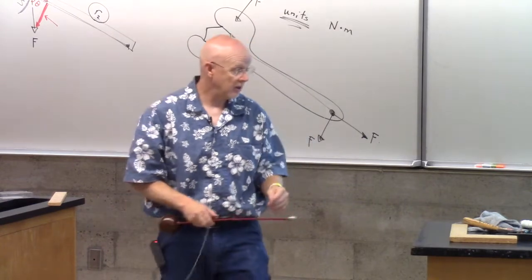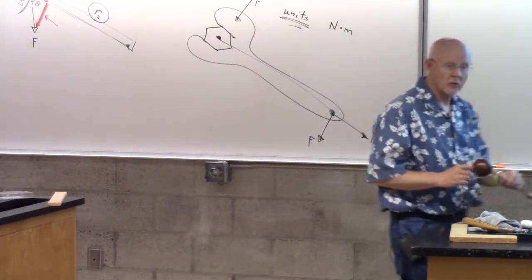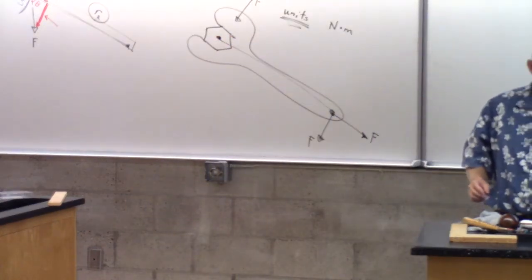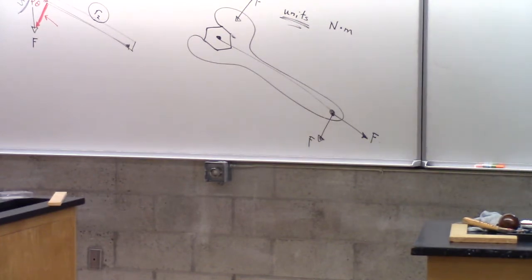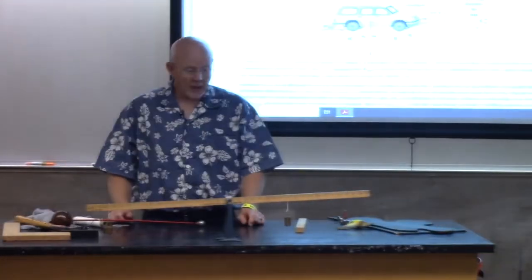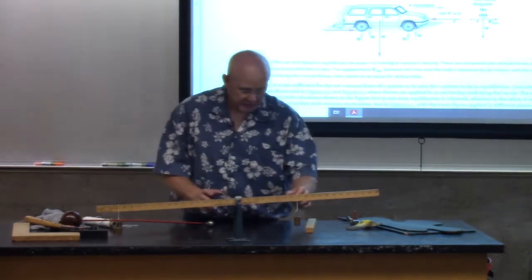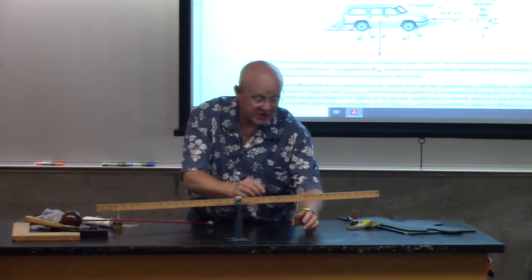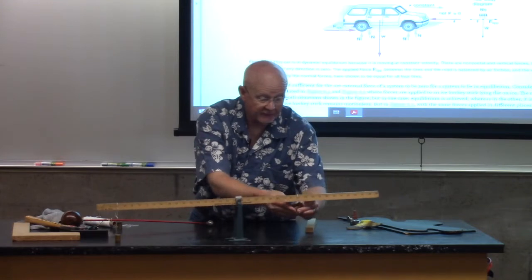So what if you move the roller stick to the left or the right? Would that be changing the center of gravity, or changing the pivot point? Well, I think you're saying, what if I took the weights off for a second?